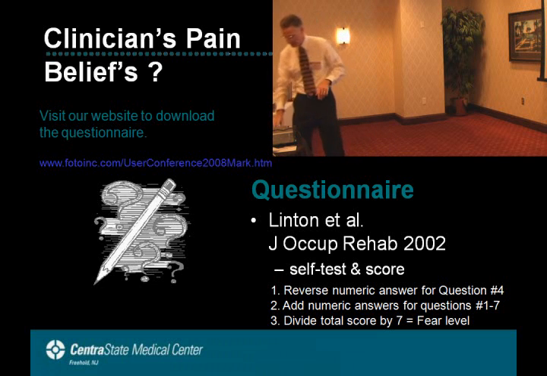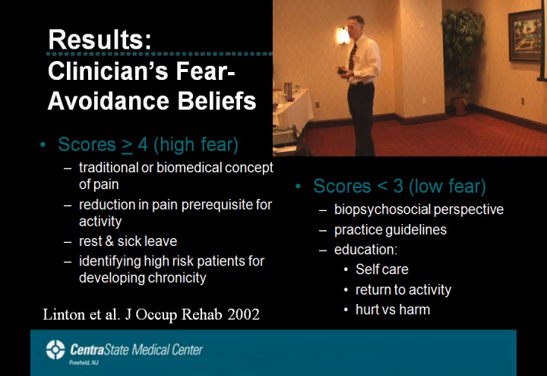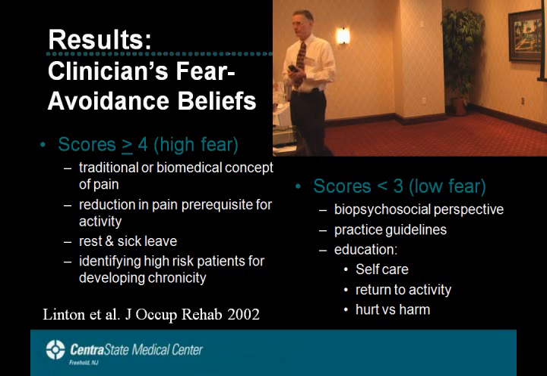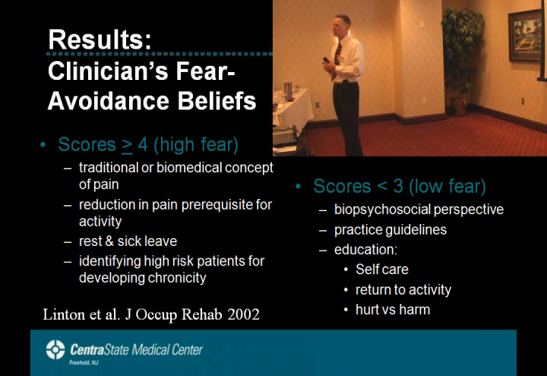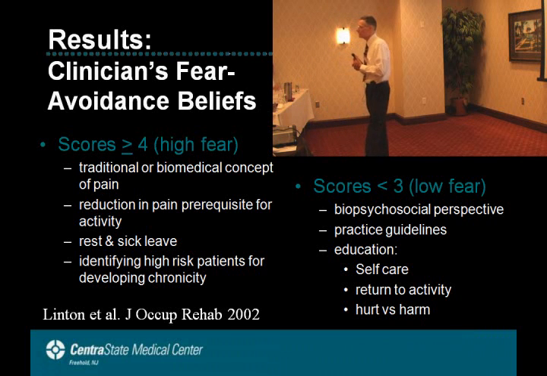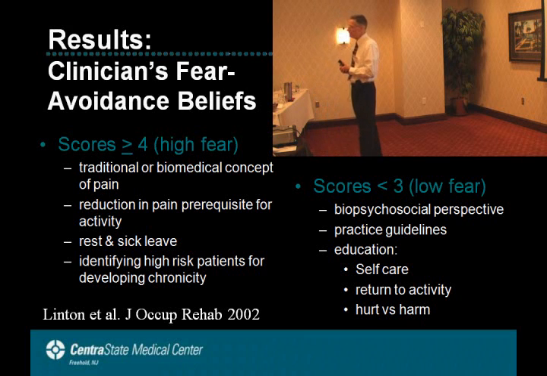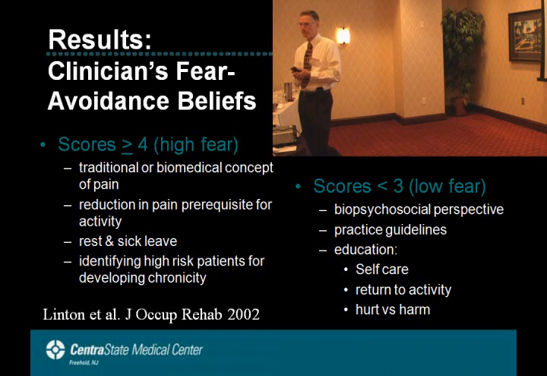Now, how do we interpret that a la Linton? If your score is 4 or higher, you're considered a high-fear clinician in the sense that you're more comfortable with the traditional or biomedical concept of pain, where reduction of pain is a prerequisite for activity. Rest and sick leave would be prescribed, or you feel more comfortable with a patient doing that. And identifying high-risk patients for developing chronicity would be more difficult.